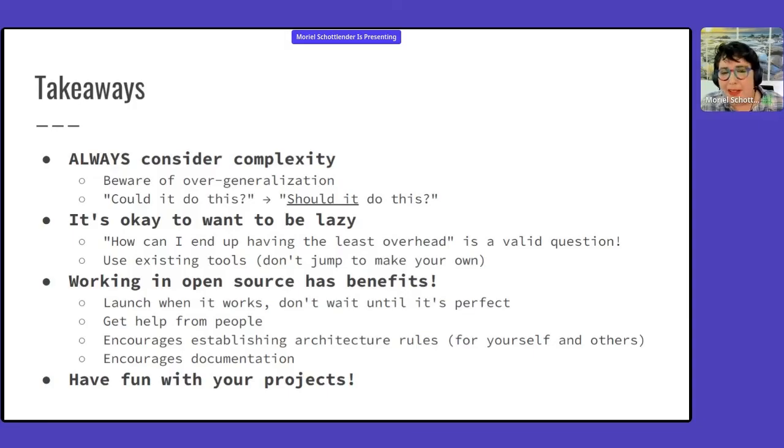It's okay to want to be lazy. I know it's counterintuitive. Everybody's kind of like, work hard. You should work hard, and that's true for engineers if we actually think about it. Engineers are lazy at our core. We work really, really hard on stuff to do stuff for us so that we don't have to do it, right? So how can I end up having the least overhead is a totally valid question that is architecturally sound. It is totally okay to do that. And then you decide what the trade-offs are so you know what to invest in.